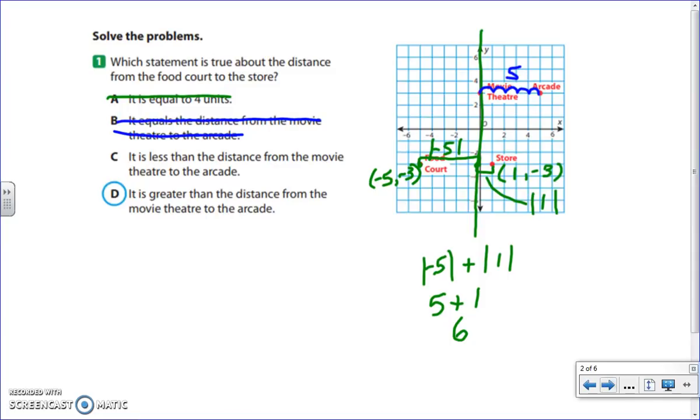It is less than the distance from the movie theater to the arcade. That's not true. It's actually longer than the distance from the movie theater to the arcade by 1 unit. So because ours is actually 6 units and 5 is less than 6. Or it is greater than the distance from the movie theater to the arcade. So yes, that one makes sense. 6 is greater than 5, so D would be the correct choice.